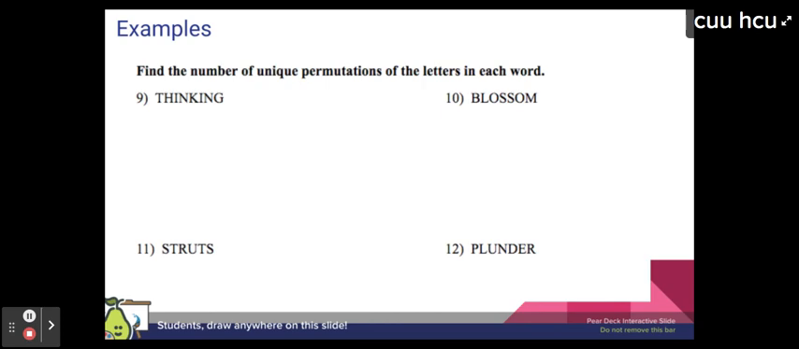Now I'm looking for the H. There's only one H. For I, I have 2 I, so that's why I'm going to have 2, right? N, I have 2 N, so that's why I have another 2. K, I have 1. G, I have 1. So that's how I would set it up.